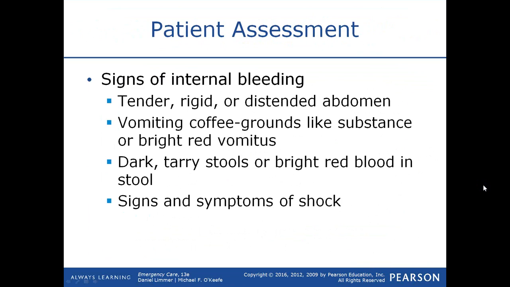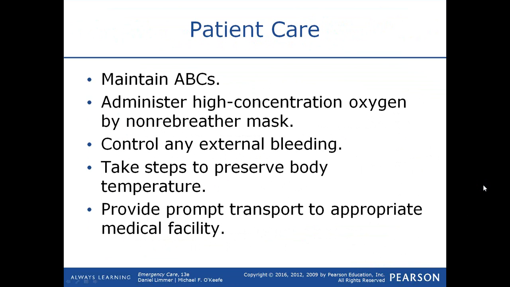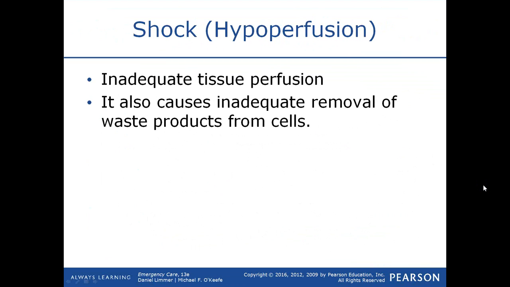With internal hemorrhage, you want to be looking for signs and symptoms of shock. In caring for a patient who's bleeding, maintain your ABCs, administer high concentrations of oxygen because they are losing oxygen and the ability to carry it. Control any external bleeding. Again, that may be the first bullet point if the bleeding is massive. Take steps to preserve body temperature. It's very important not to let these people become hypothermic, and then provide prompt transport to the appropriate medical facility capable of taking care of their injuries.